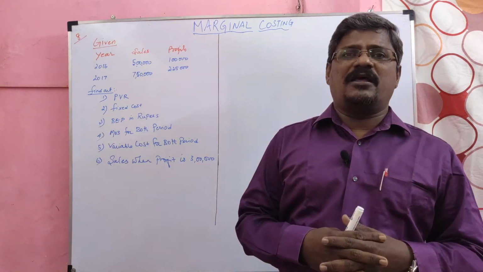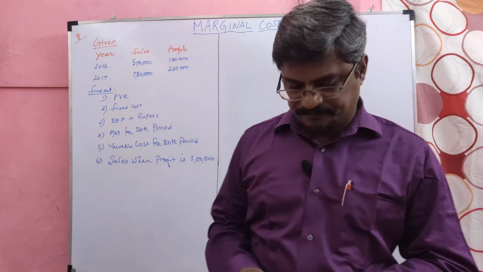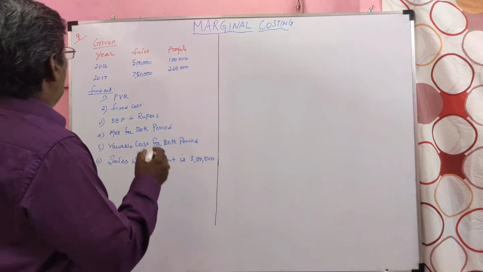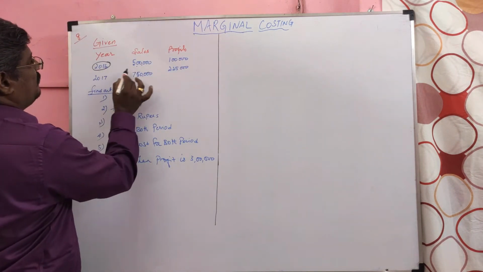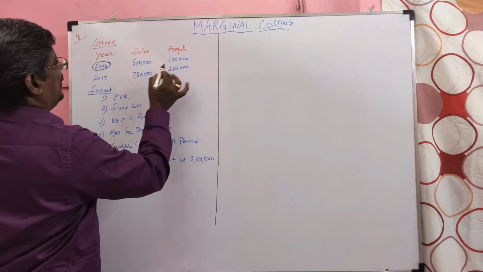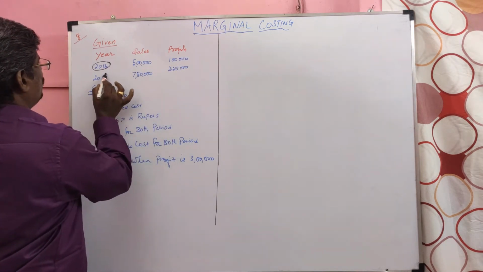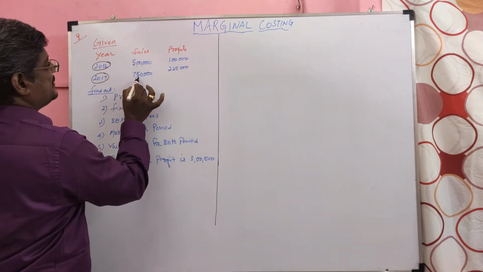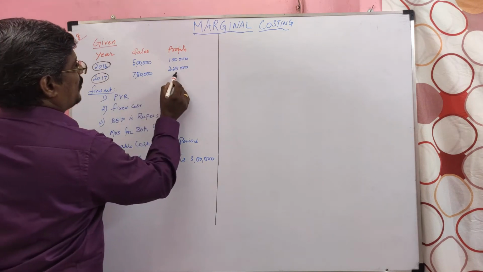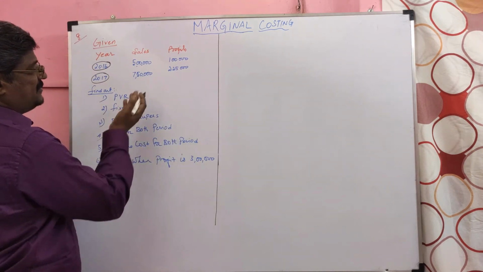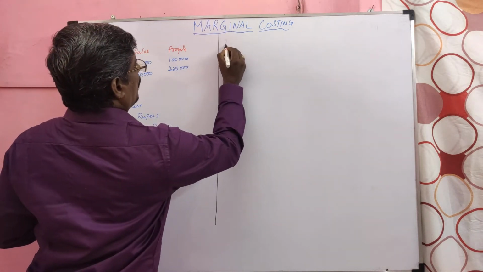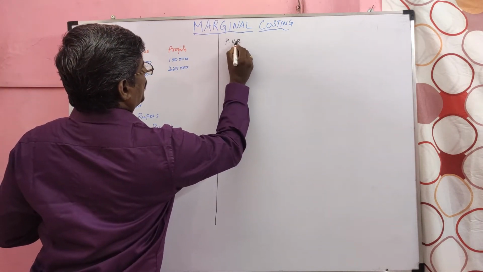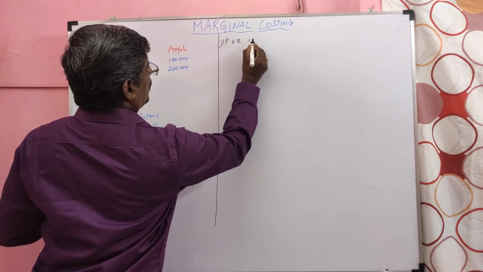Here I am going to solve the problem. Listen carefully. In 2016, sales is 5 lakh and profit is 1 lakh. In 2017, sales is 7 lakh 50,000 and profit is 2 lakh 25,000. This is a type 2 question. Find out PVR, profit volume ratio. Question number 1.